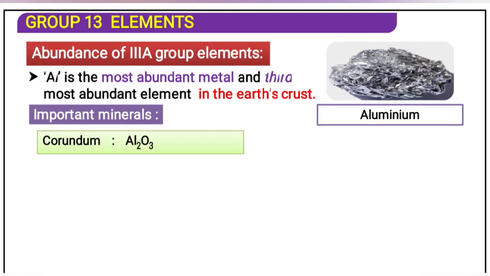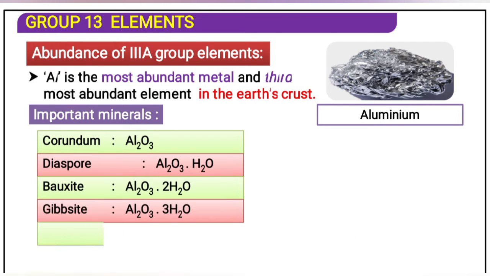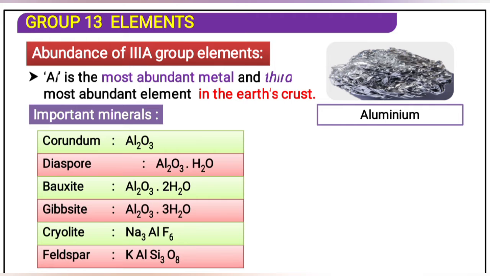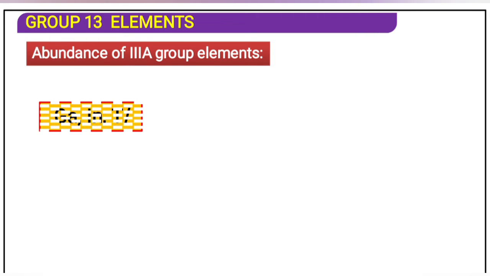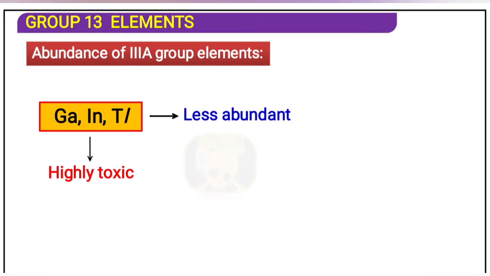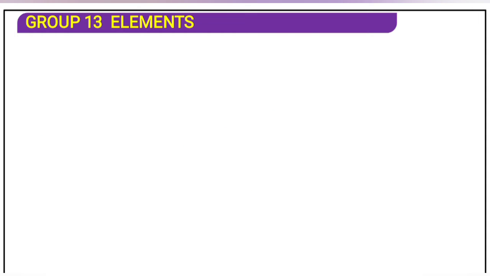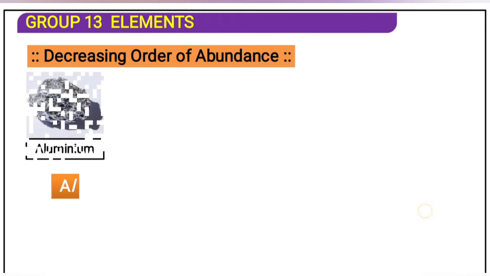Aluminium is the most abundant metal and the third most abundant element in the earth crust. Second is iron. Corundum you have to remember. Bauxite you have to remember. And cryolite you have to remember. And even feldspar you have to remember. So gallium, indium and thallium are less abundant and highly toxic.